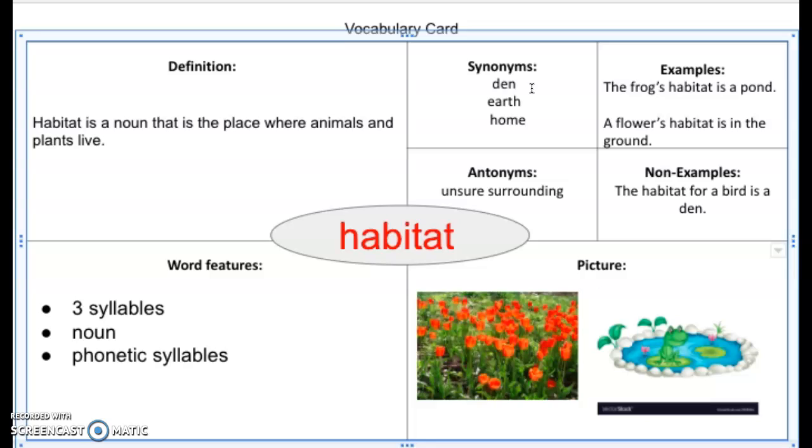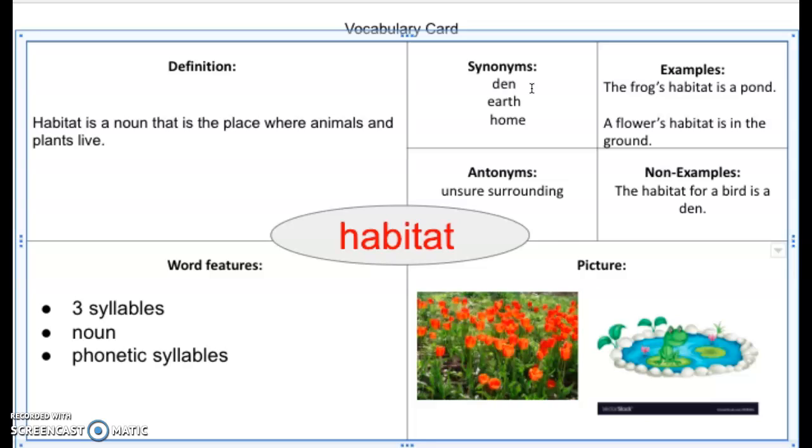And a non-example, something that's not correct, would be if we were to say the habitat for a bird is a den. Because where do birds live? They live in nests. Now they make their nests all over, sometimes on the side of a mountain, sometimes in trees like where we live. Sometimes they make them in really crazy places like on our roof or in our house somewhere.